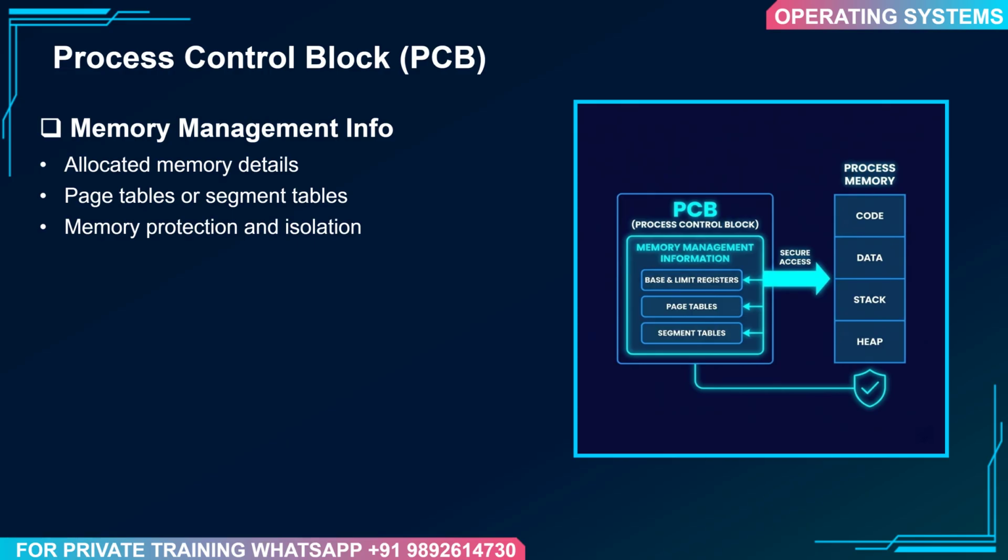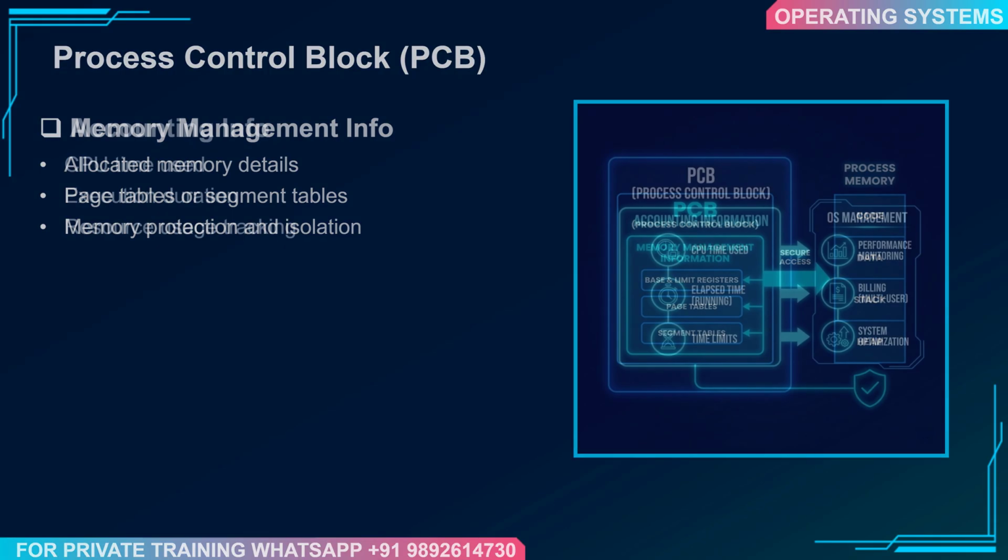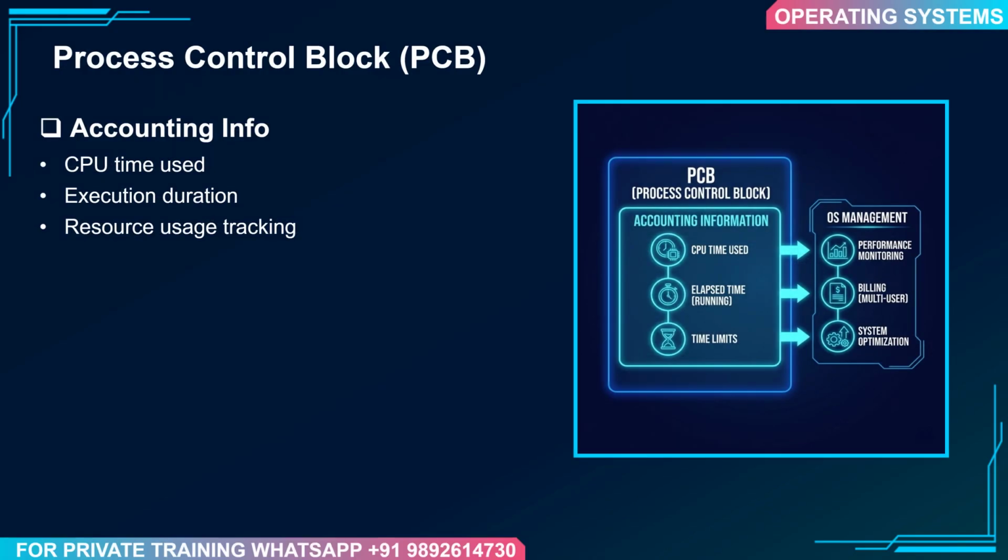This information allows the operating system to ensure that a process accesses only its own memory and not someone else's, which is essential for system stability and security. Then comes accounting information. This may sound boring, but it is very useful. The operating system keeps track of how much CPU time a process has used, how long it has been running, and sometimes even time limits.